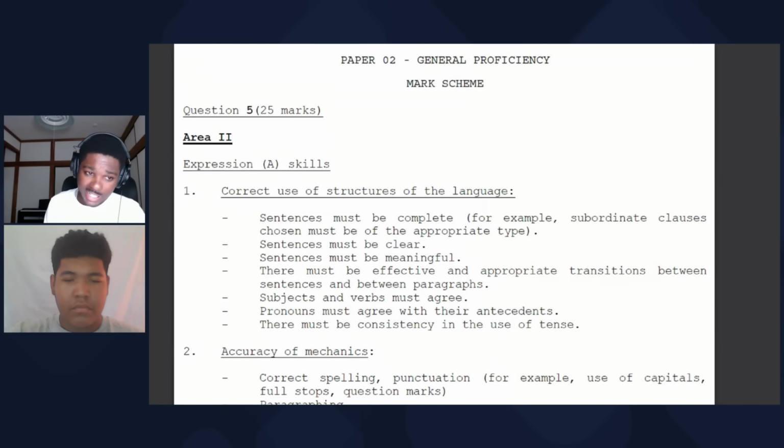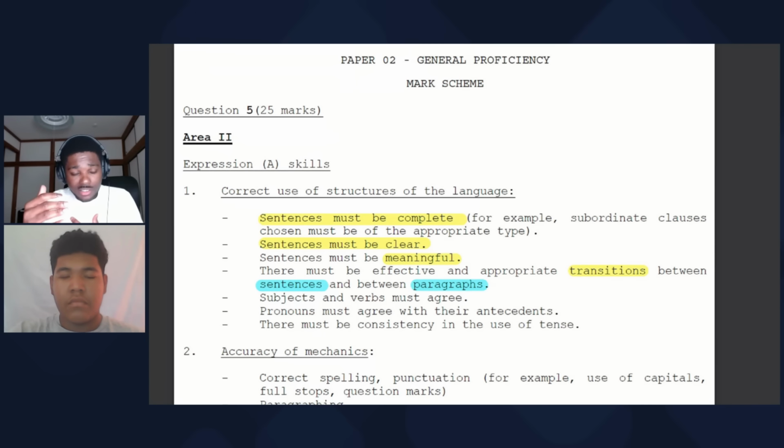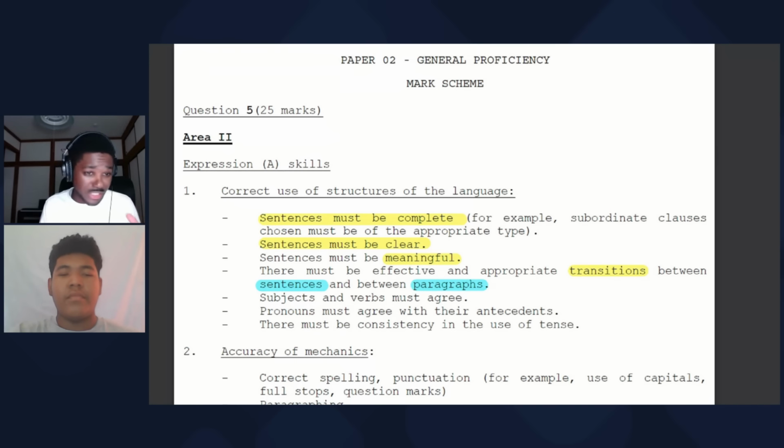So let me just go ahead and highlight some key things here, right? Sentences must be complete. Yeah. Sentences must be clear and meaningful. You must have transitions between sentences and paragraphs. So when you're moving within a paragraph, how you connect the sentences should be clear. When you're moving from one paragraph to the next, we should see the relationship between those paragraphs with appropriate transitional words and phrases. Don't worry, we're going to get into all of these things.